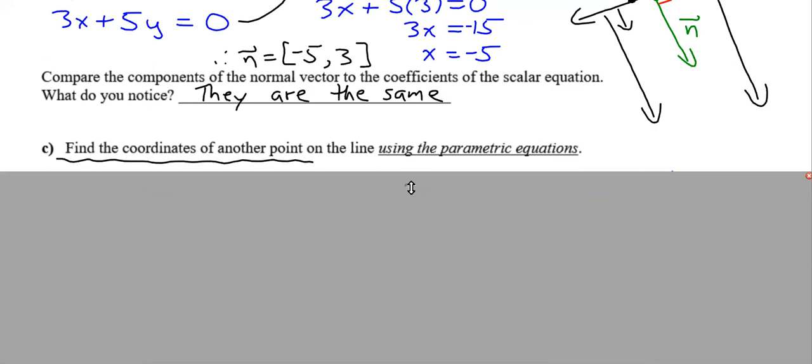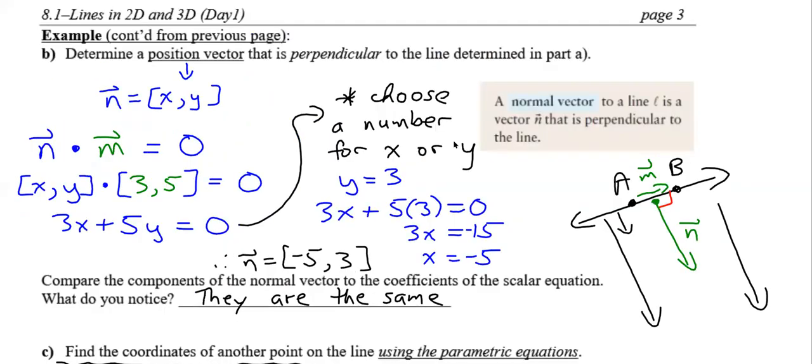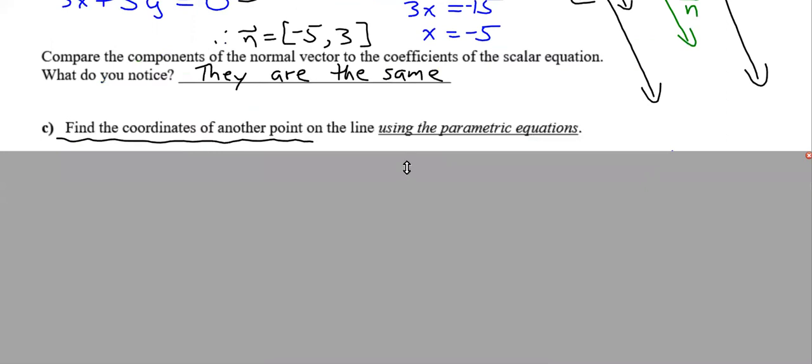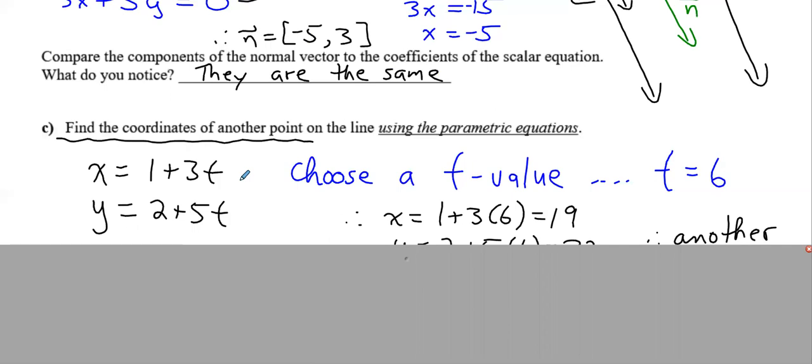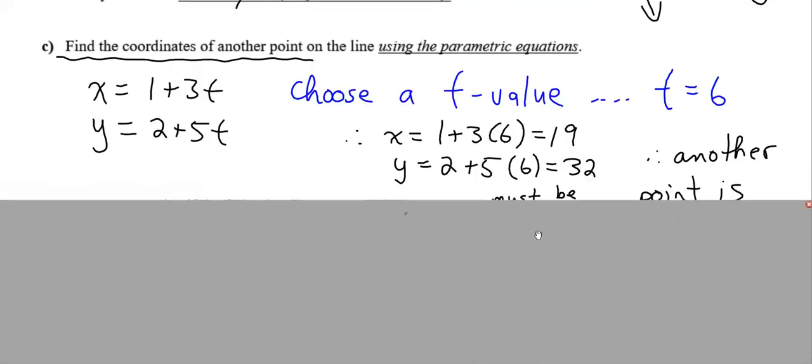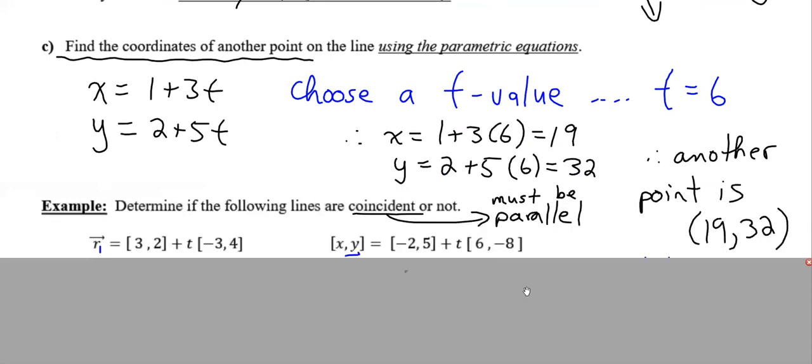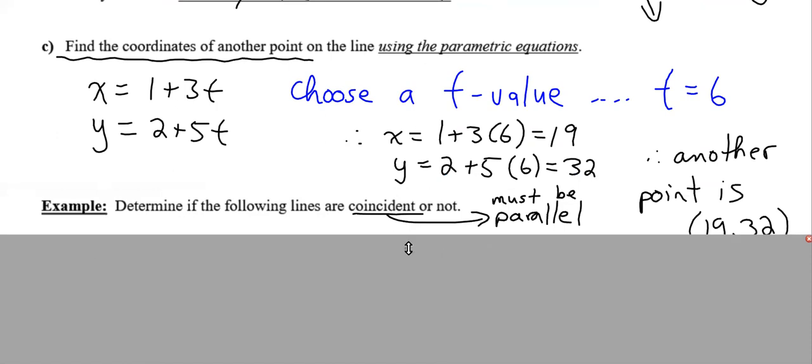So, to find the coordinates of another point on the line using the parametric equations. Remember, this is a continuation of the previous example we first started with. So there are the parametric equations. You essentially just choose a t-value. Any t-value you want, because t is a parameter, it could be any number you'd like, positive or negative, whatever you'd like. You solve for x and y, and another point would be (19, 32). You can get all sorts of points there, an infinite number, of course.